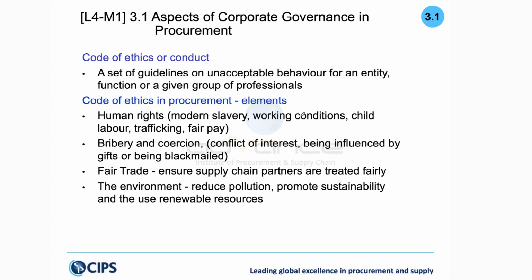So human rights, for example, modern slavery, working condition, child labor, fair pay. A lot of time, maybe they underpay because they are human trafficked, right? Illegal immigrant, bribery, coercion, conflict of interest, gift giving, fair trade. You have to make sure that your suppliers are treated fairly.